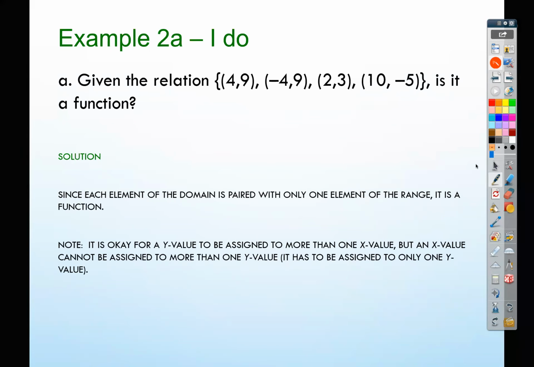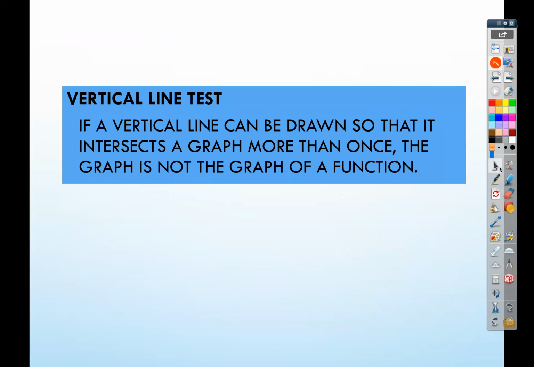So then at the bottom I have a note: it is okay for a y value to be assigned to more than one x value, but an x value cannot be assigned to more than one y value. So basically the y's can repeat, but no x's can repeat. So in a graph, to be a function, a vertical line can be drawn so that it intersects the graph only at one point. If it does intersect it more than once, it's not a function.